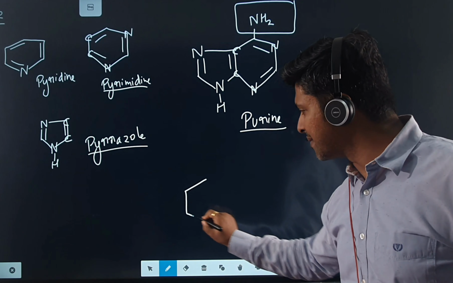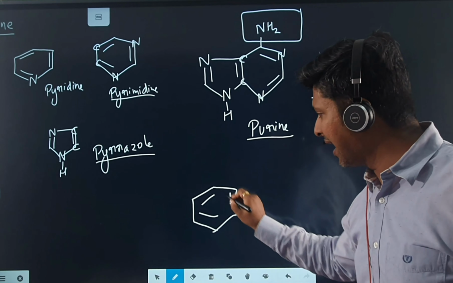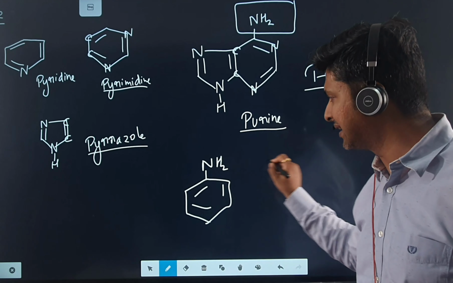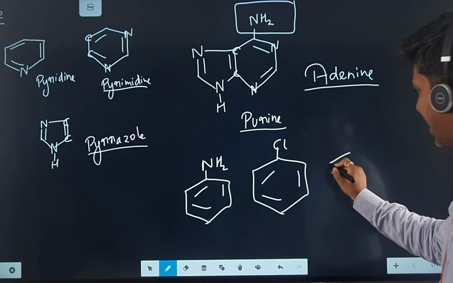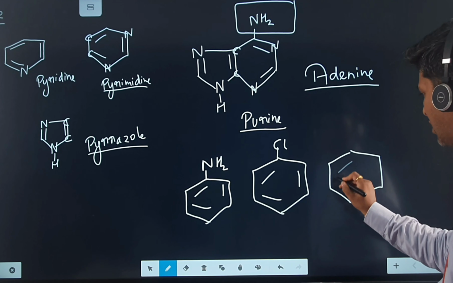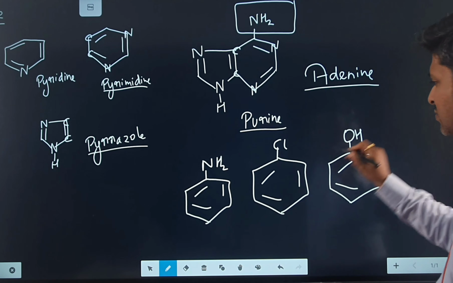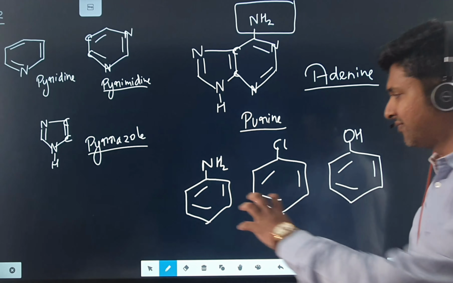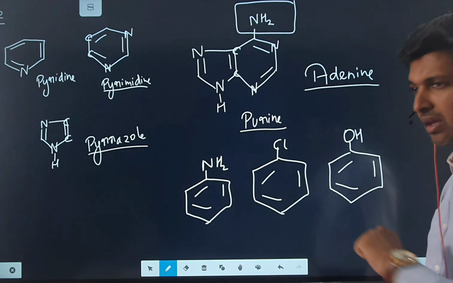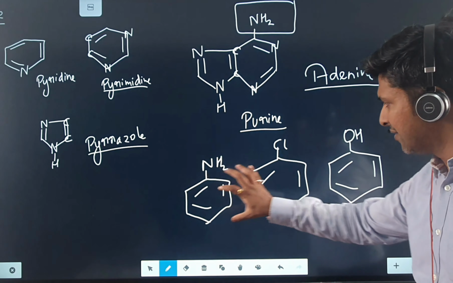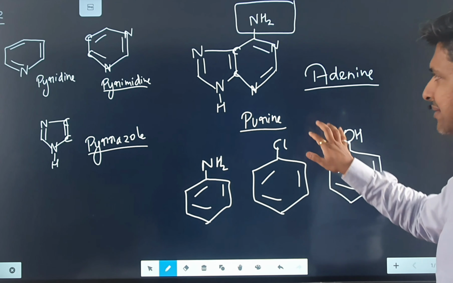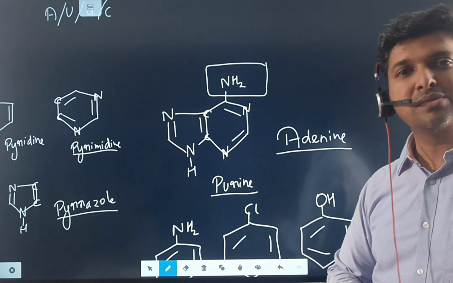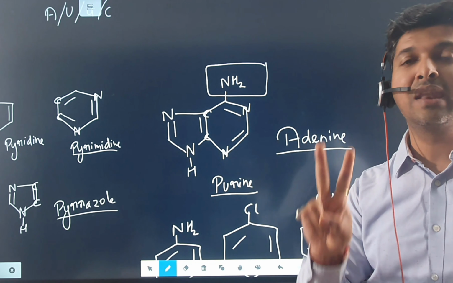Like if I have chlorobenzene, if I have phenol, and if I have aniline, or, say for example, bromobenzene or phenol for that matter, in all the cases, what is the nucleus? The nucleus is the phenyl ring. Benzene minus one hydrogen is phenyl. So the phenyl ring is common in all the three. Similarly, purine becomes the nucleus for adenine, guanine, and caffeine.